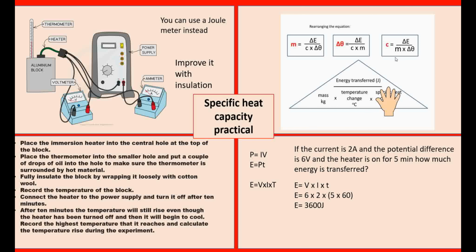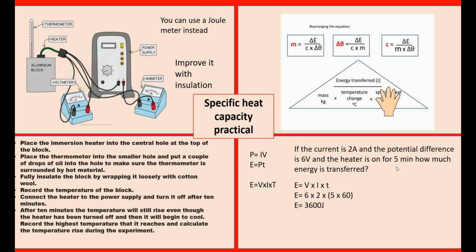Okay, here is my rearranged equation to calculate specific heat capacity, and here's my workings to find that energy. So we've got 2 amps of current with a 6 volt potential difference on for 5 minutes. We can get 3,600 joules. Be careful of the 5 minutes. Make sure we change that unit into seconds. At some point in your paper, it's incredibly likely that there will be a place where you have to change from minutes into seconds or hours into seconds.